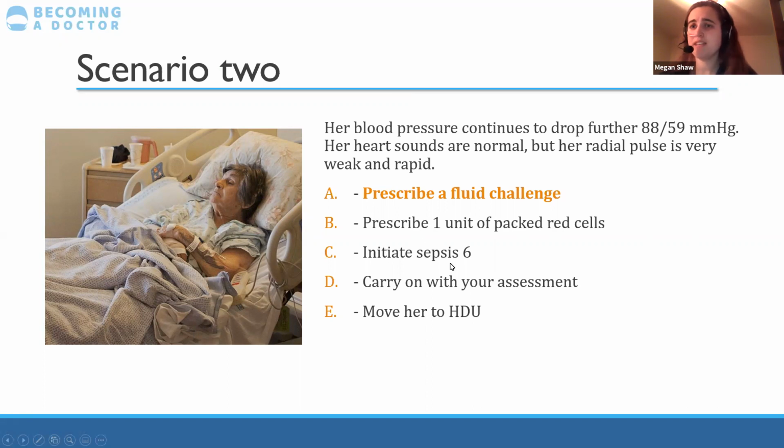Initiate sepsis 6 if you think she's septic, but not everyone who's hypotensive is septic. Carry on with your assessment? Well, this is a significant finding. You need to do something about this and you need to do it now. Move her to HDU? Well, potentially, except this lady had a TEP, or treatment escalation plan, for ward level care. So it's not appropriate to move her to HDU.